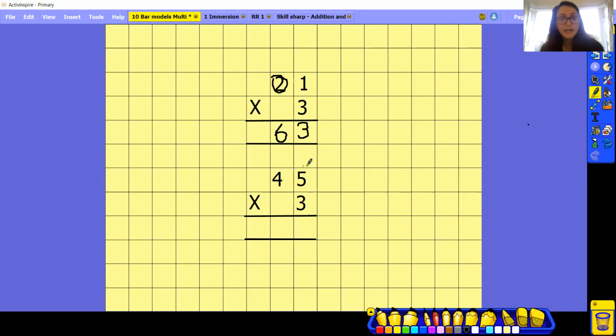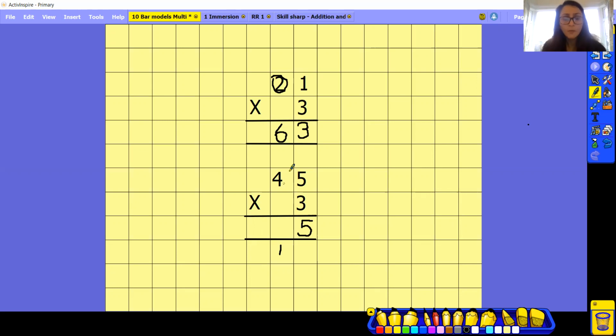I'm going to move on to this next one. So again, always start with the ones. I do 5 times 3, 5, 10, 15. So remember, you can only fit 1 digit per box. So remember, you have 15. So you're going to put the 5 ones in the ones column and carry the 10 over underneath. And we can't forget about this one. We have to save it for later.